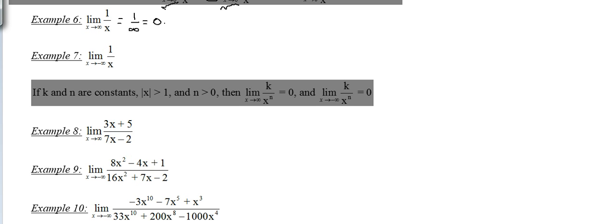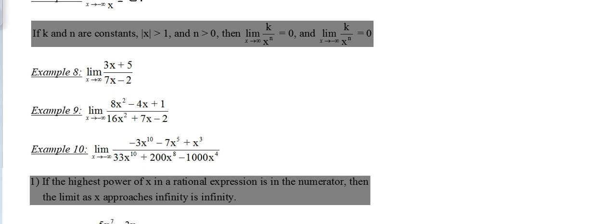The limit of f of x, 1 over x, as x tends to minus infinity is also equal to 0. Here 0 is the answer. We don't worry about whether it is 0 minus or 0 plus, because both are zeros. If k and n are constants, where the absolute value of x is greater than 1 and n is positive, then the limit of k over x power n as x tends to infinity is 0, and the limit of k over x power n as x tends to minus infinity is 0.